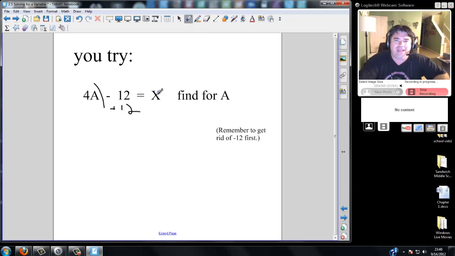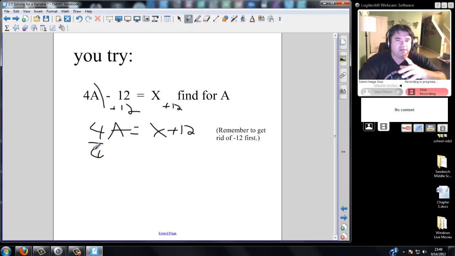Remember, I can't add 12 to the x. I just add it alongside it. So I have 4a equals x plus 12. Then, instead of times 4, I'm going to divide. But when you divide anything on one side, you have to divide everything on the other. Therefore, these do cancel and become a.